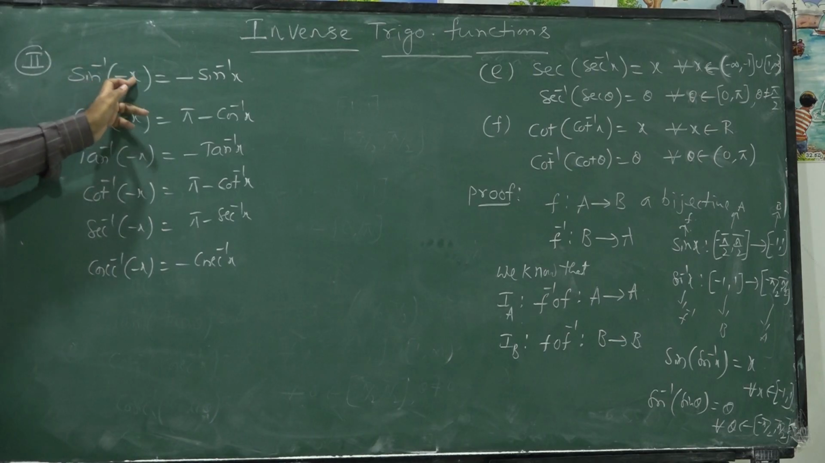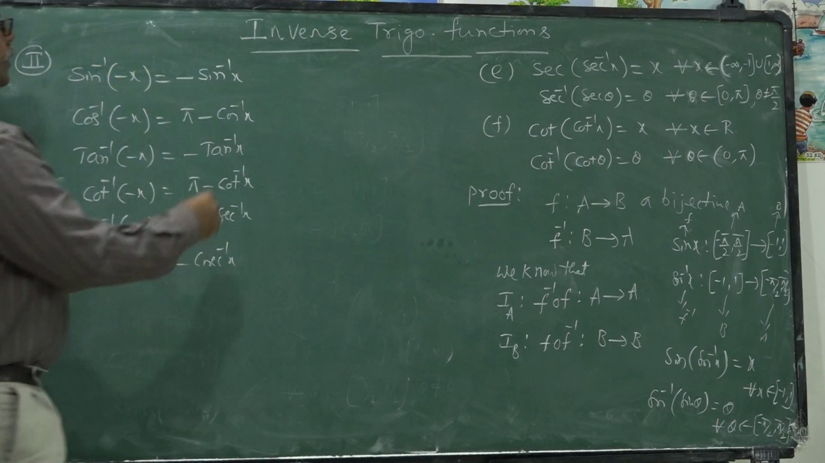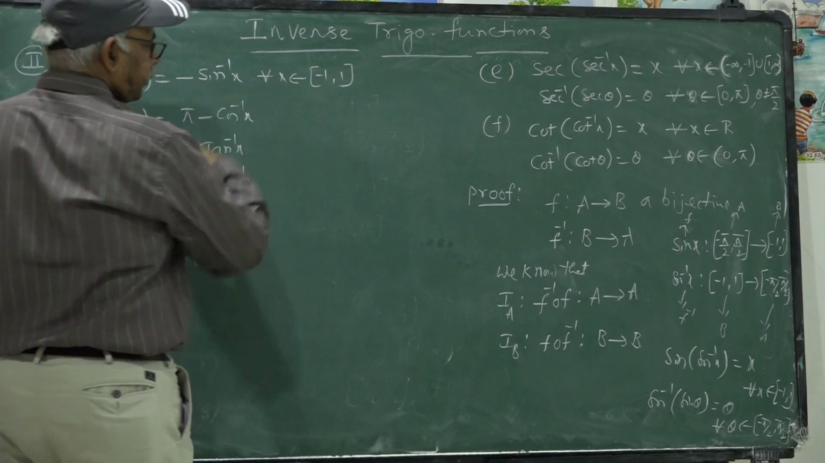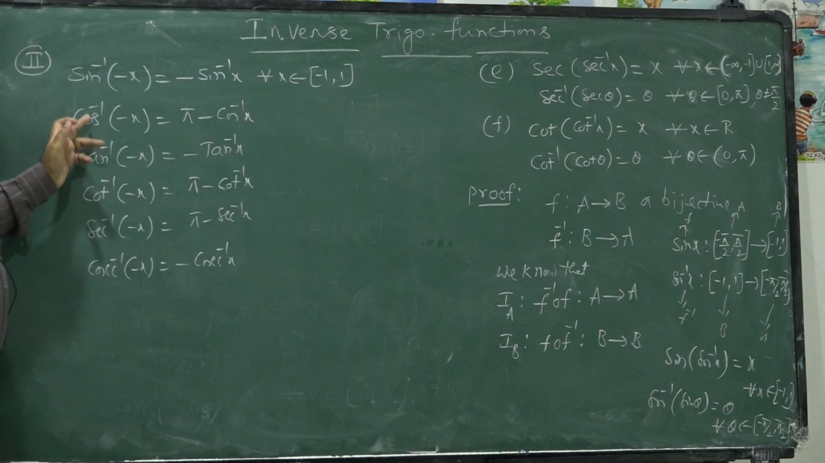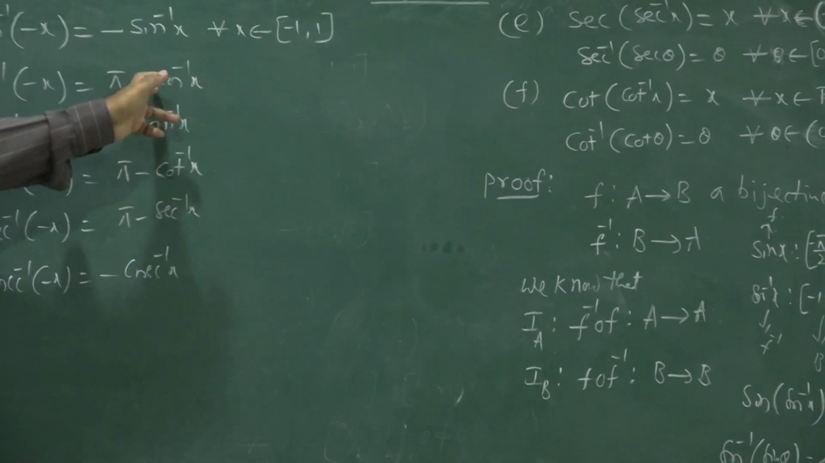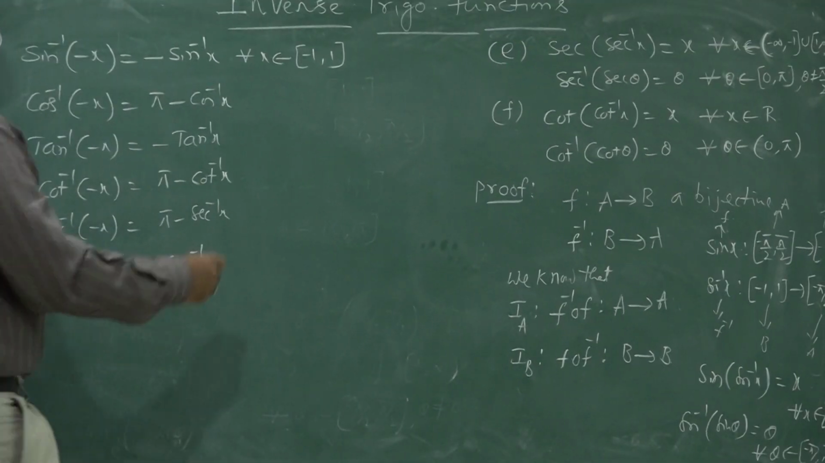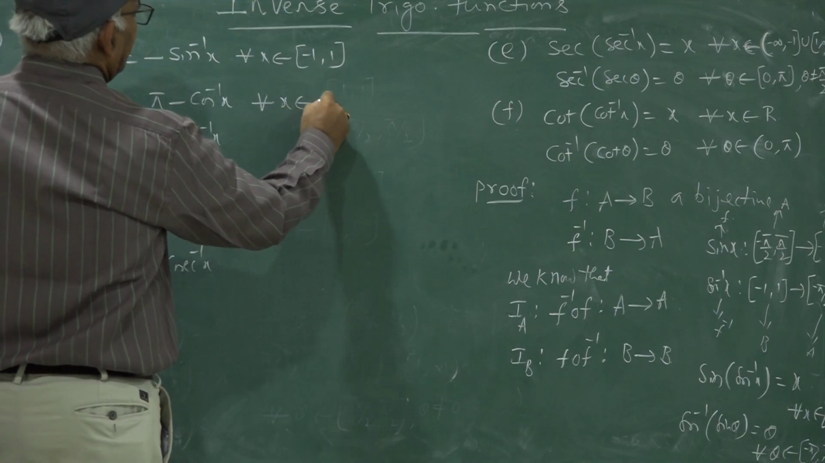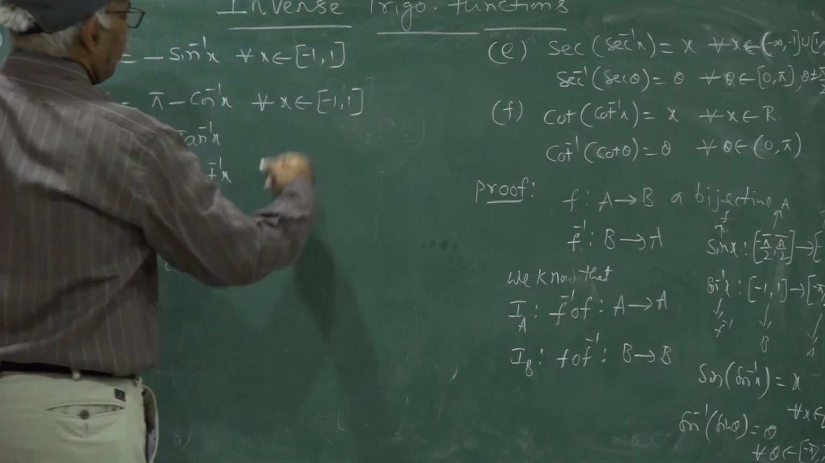Sin inverse of minus x is minus sin inverse x for all x that belongs to [-1, 1]. And cos inverse of minus x equals pi minus cos inverse x is valid for all x that belongs to [-1, 1] itself.